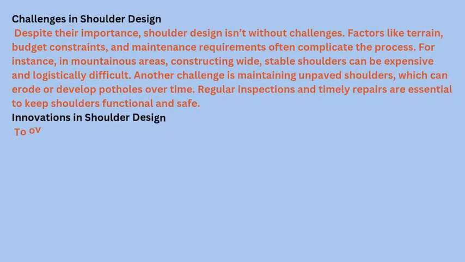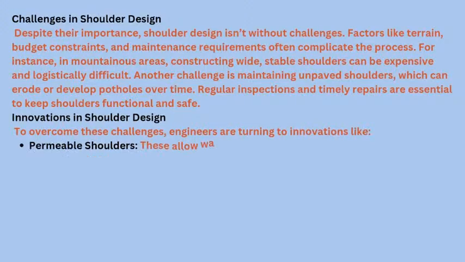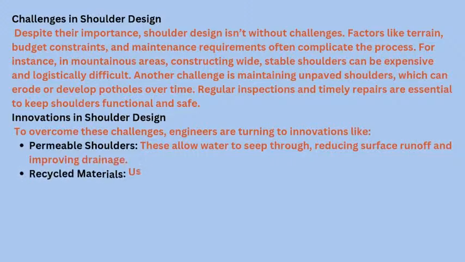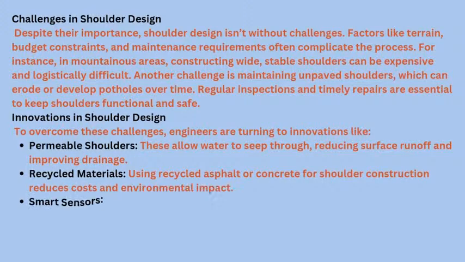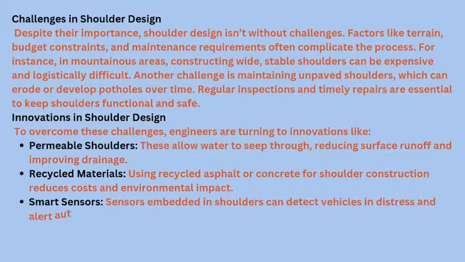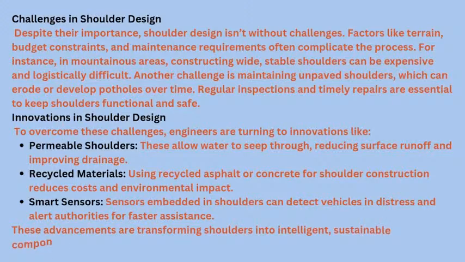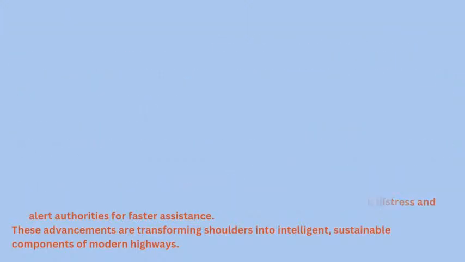Innovations in shoulder design. To overcome these challenges, engineers are turning to innovations like permeable shoulders. These allow water to seep through, reducing surface runoff and improving drainage. Recycled materials. Using recycled asphalt or concrete for shoulder construction reduces costs and environmental impact. Smart sensors. Sensors embedded in shoulders can detect vehicles in distress and alert authorities for faster assistance. These advancements are transforming shoulders into intelligent, sustainable components of modern highways.